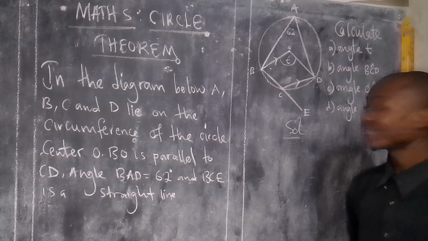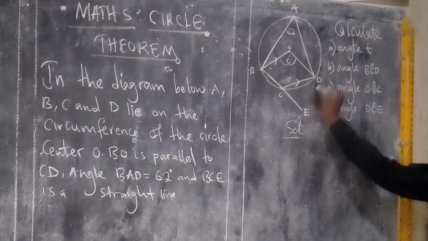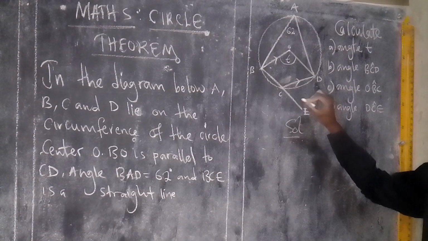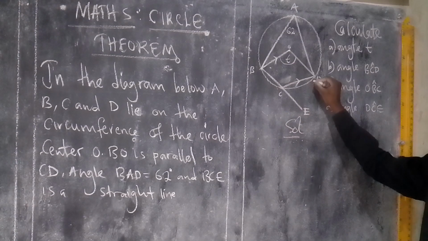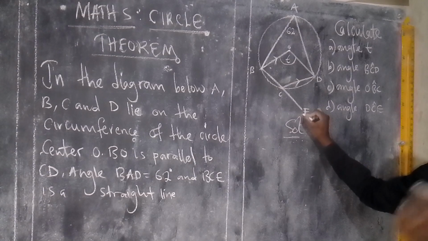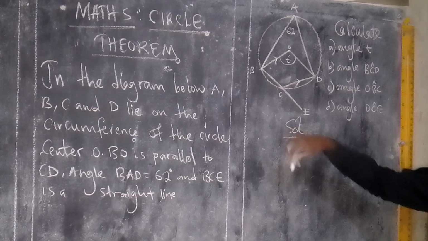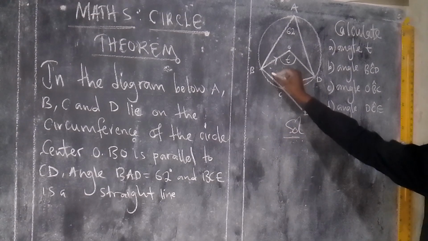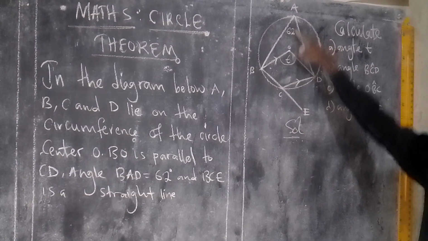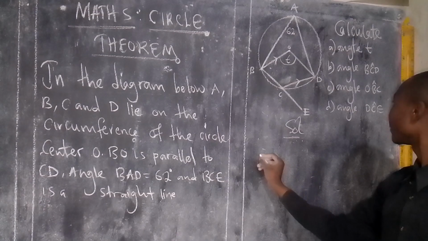Okay, we now proceed. It says find or calculate angle DCE. We're trying to find DCE. For us to find this, we're going to apply the property which says the exterior angle of a cyclic quadrilateral is equal to the opposite interior angle of the cyclic quadrilateral. That means that this angle is equal to that angle, all put together.